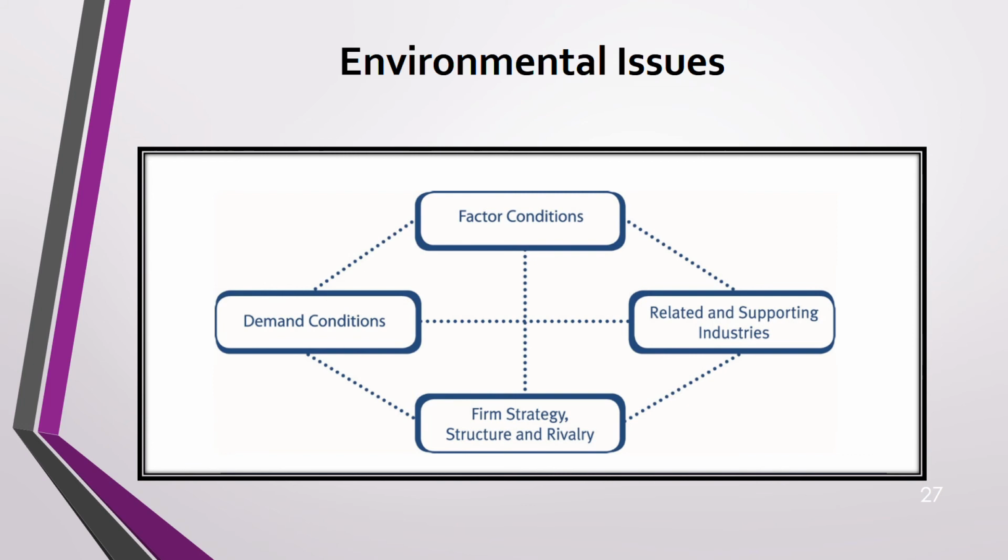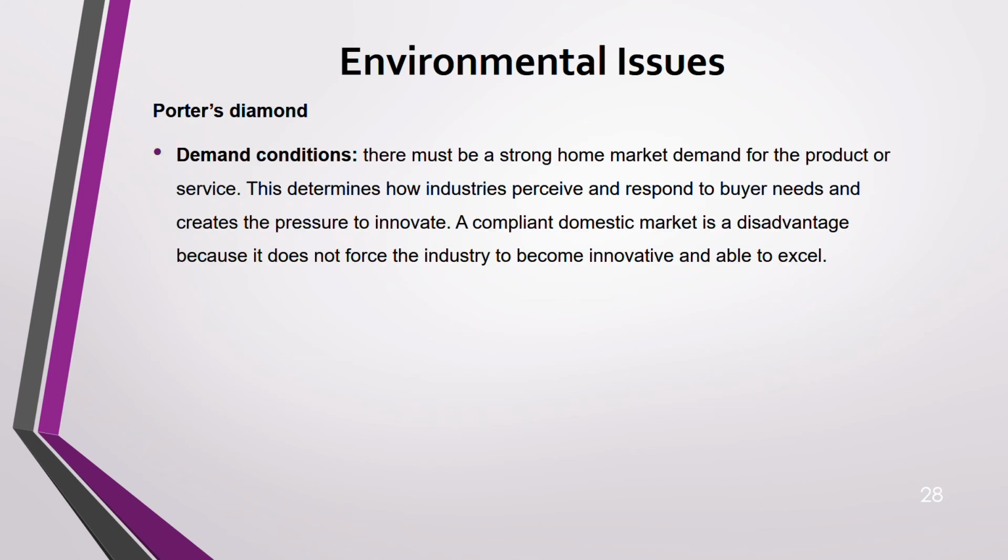One industry is not successful on its own. Every industry has some related, some supporting industry, which makes that industry a successful industry. Then we have firm strategy, structure, and rivalry. Okay. So now let us go in depth into these four elements, starting with the demand condition.